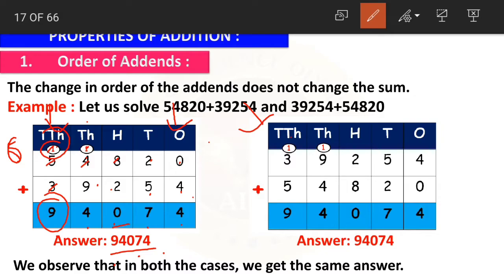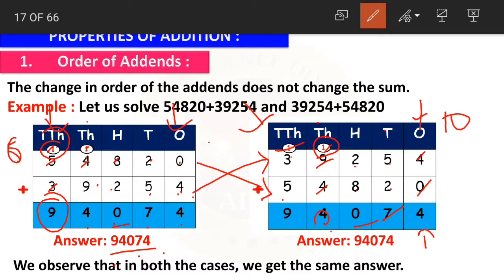Now here in the second sum we are changing the order of the addends. Yes, the number which was first has now become the second one, and the number which was second has now become the first number here. Yes, let us add. In the ones place 4 plus 0, 4. In the tens place 5 plus 2, 7. In the hundreds 2 plus 8, 10. 0 here, 1 carried. In the thousands 1 plus 9, 10. 10 plus 4, 14. So 4 here and 1 carried.